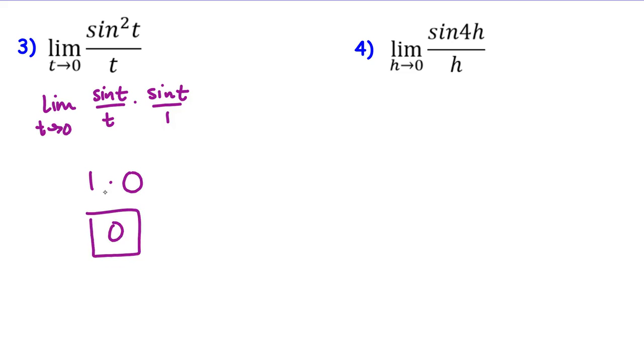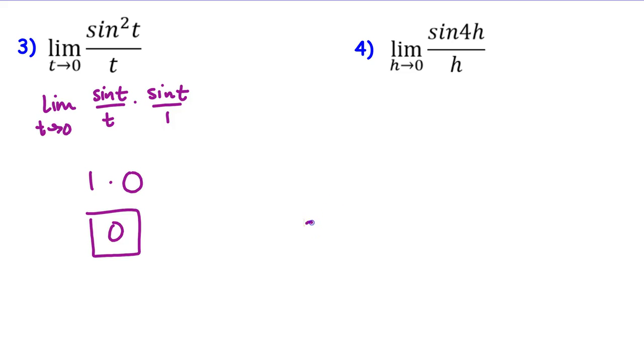And then lastly, what if you have something like sine of 4h over h? What are we going to do about that 4? Can we factor it out and just bring it out like that and then make it sine of h over h? Can we do that? Well, the answer is no. You can't factor out a number.